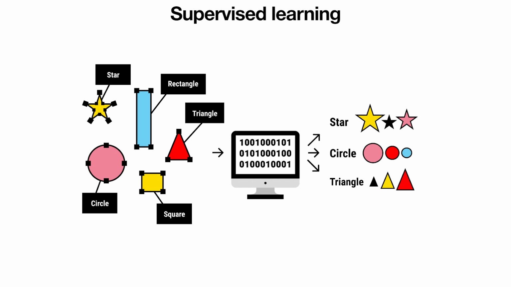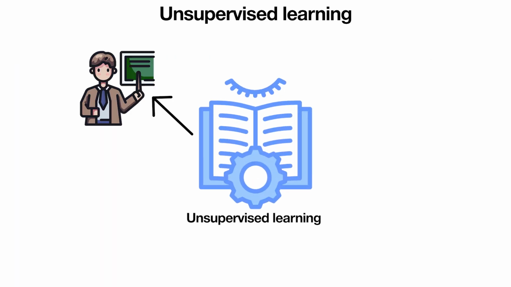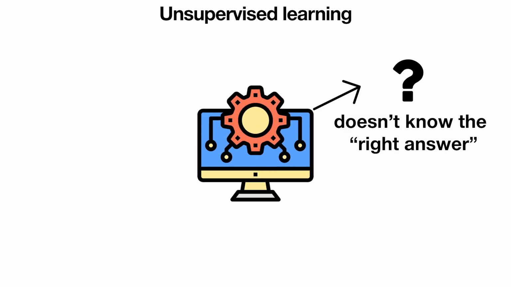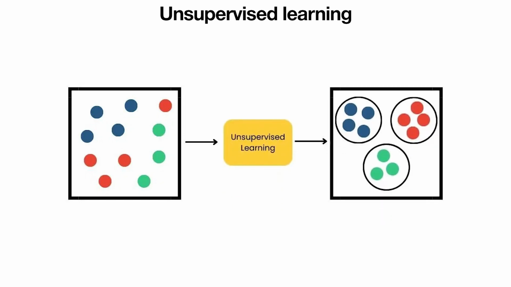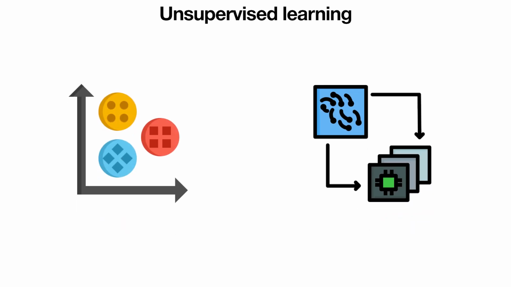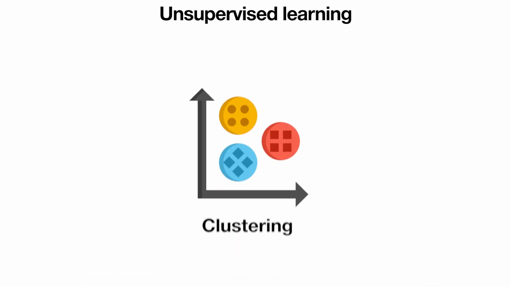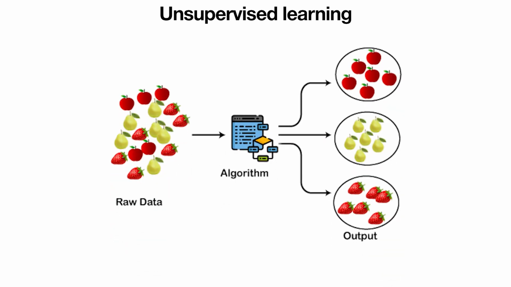But what happens when the data comes with no labels at all? That's where unsupervised learning enters the picture. Unlike supervised learning, there's no teacher, meaning the algorithm doesn't really know the right answer, and instead, it searches for hidden structures and patterns in the data on its own. And there are two major subtypes: clustering and dimensionality reduction. The first one is clustering. It is all about grouping similar data points together.